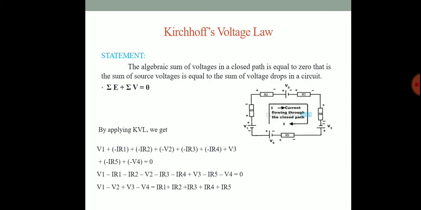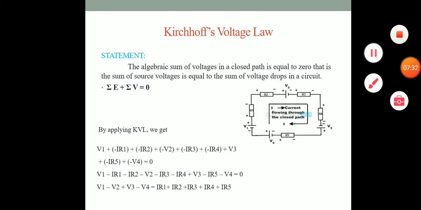That is the first path with current and resistance R1, the second path with current and resistance R2, the third with current and resistance R3, the fourth with current and resistance R4, and finally current and resistance R5. That is, the voltage must equal current times resistance.